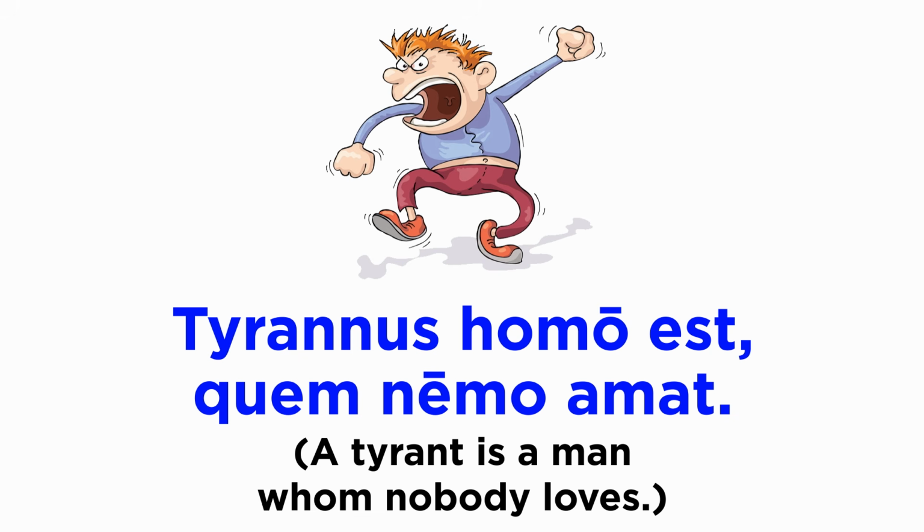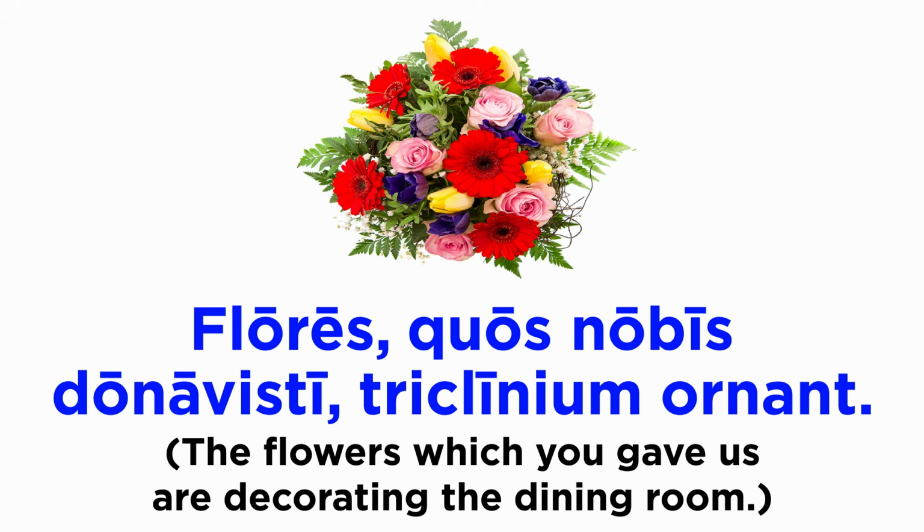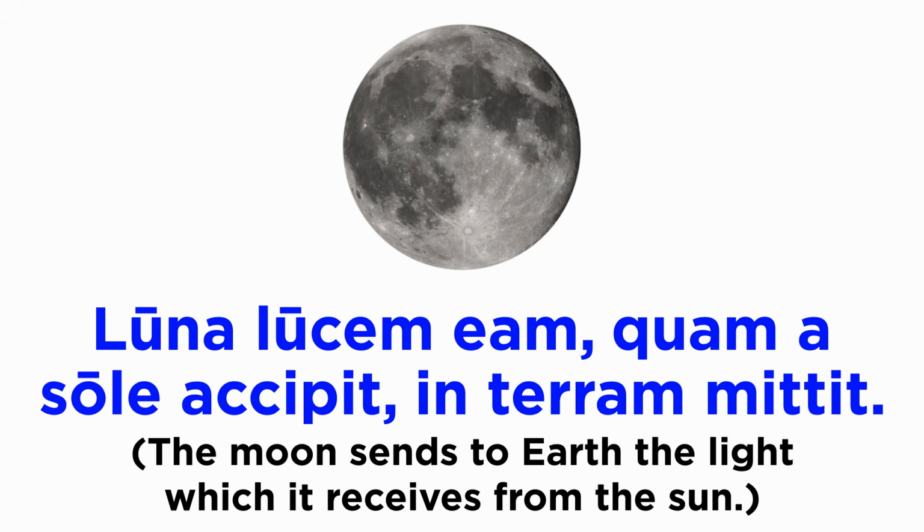Tyrannus homo est, quem nemo amat. Quem is a direct object here and refers to homo, masculine. Flores, quos nobis donavisti, triclinium ornant. Quos is a direct object referring to flores. Luna lucem eam, quam a sole accipit, in terram mittit. Quam is a direct object referring to lucem, feminine singular.